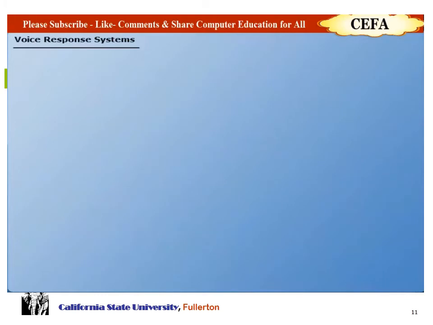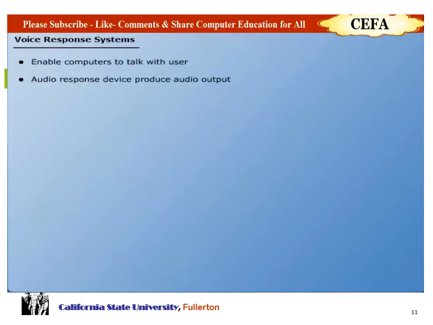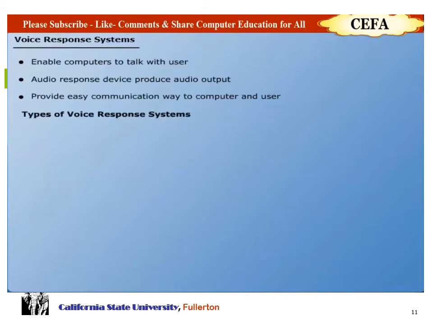Voice response systems. Voice response systems enable computers to talk with a user. Voice response systems have an audio response device that helps produce audio output. In this way, these systems provide easy communication for both user and computer. Voice response systems are of two types.